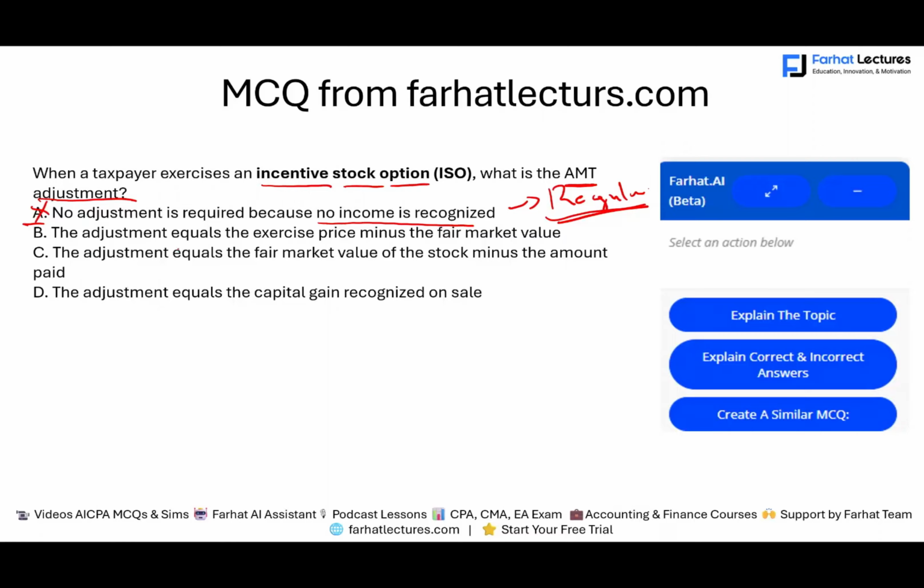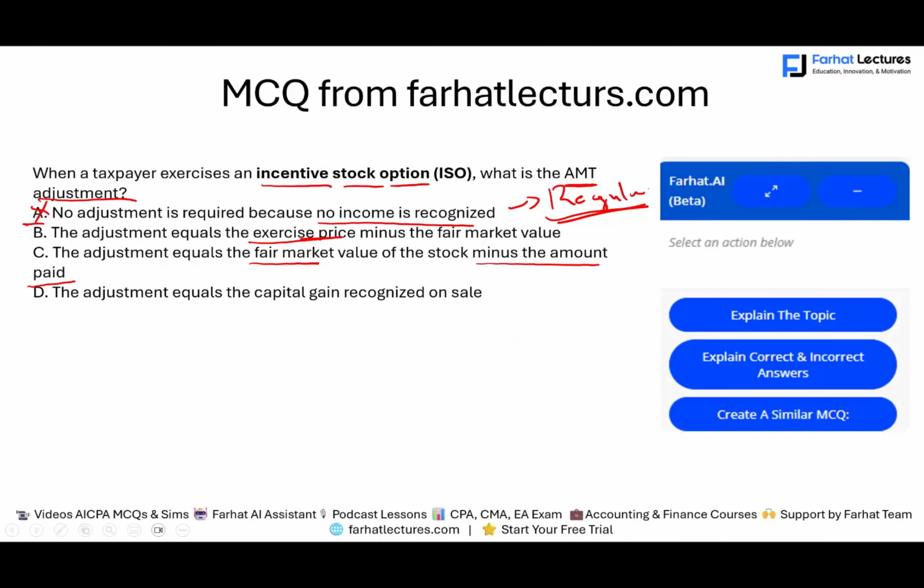B, the adjustment equal to the exercise price minus the fair market value. Is that the adjustment? Is this how much we add? Well, for one thing, you have to remember, when you exercise, the exercise price is lower than the fair market value. So if we perform this computation, it's going to be a negative. So be careful. C, the adjustment equal to the fair market value minus the amount paid. Yes, this is the adjustment.